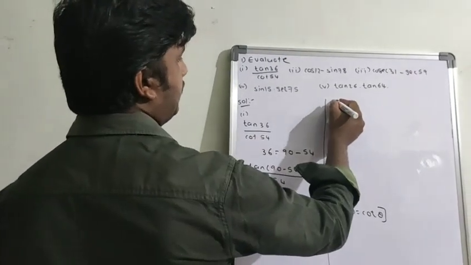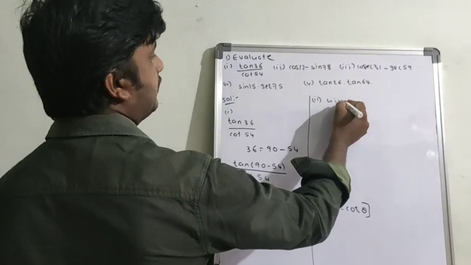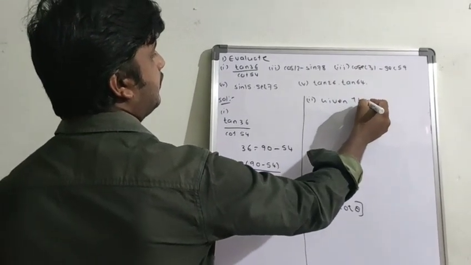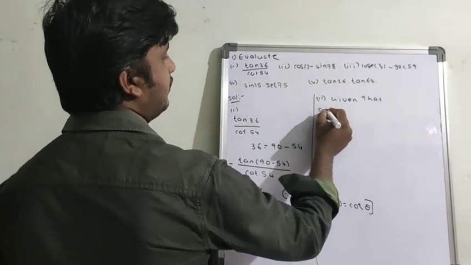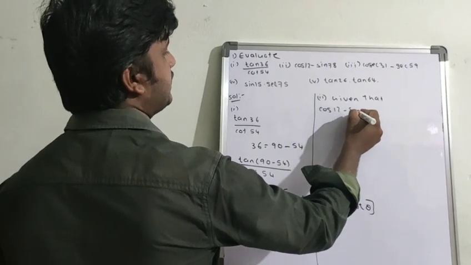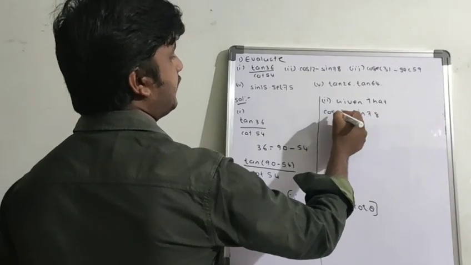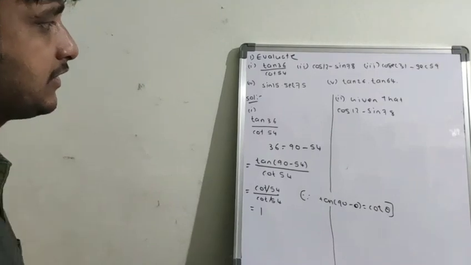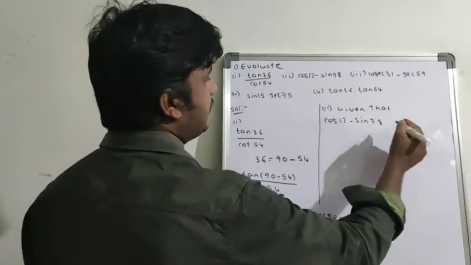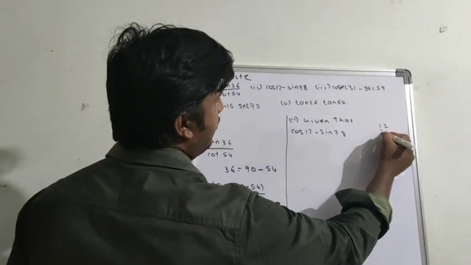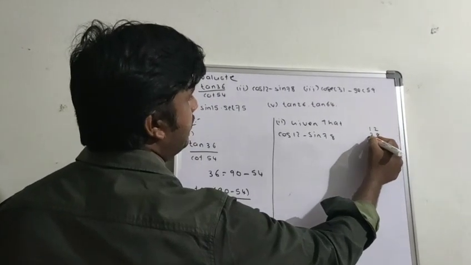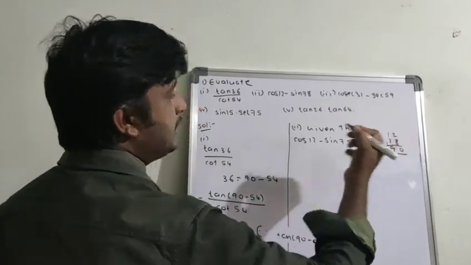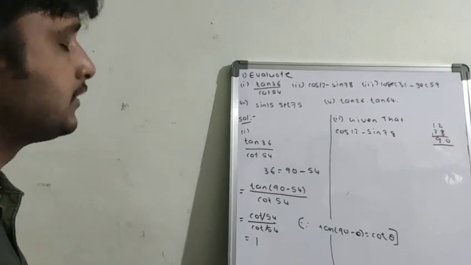So, second question, given that cos 12 minus sin 78. These are other than specific or standard angles, so it's just to check whether these two are complementary angles or not. 12 plus 78 is 90. Yes, these two angles are complementary angles.